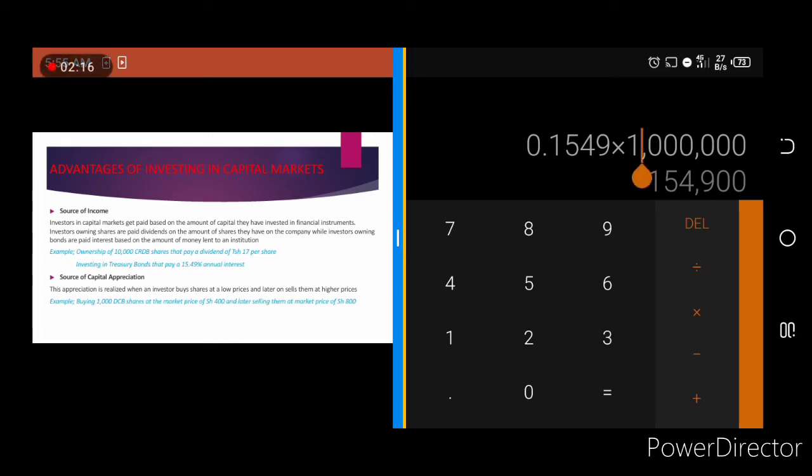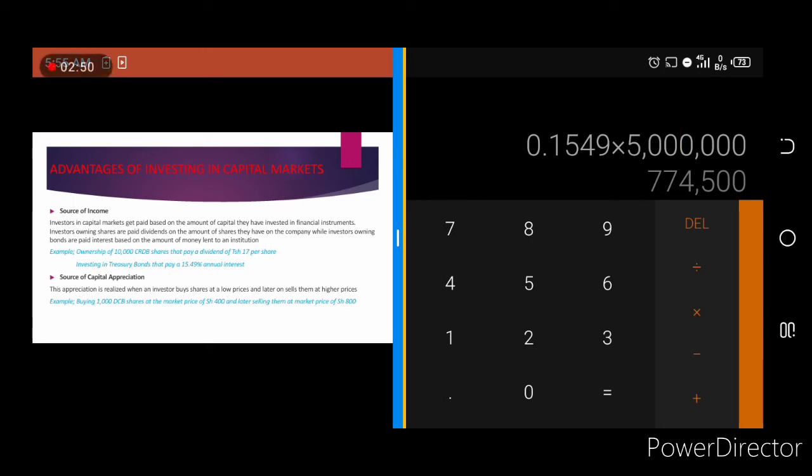However, just like I told you, this is all based on the amount of capital you choose to invest. If you're to invest 500,000, you'd walk out with 77,450. If you're to, let's say, invest 5 million, you'll be able to walk out with an annual interest of 774,500 shillings. So all these sources of income, yes, they're there, but they're all dependent on how much money you choose to allocate into these particular schemes.